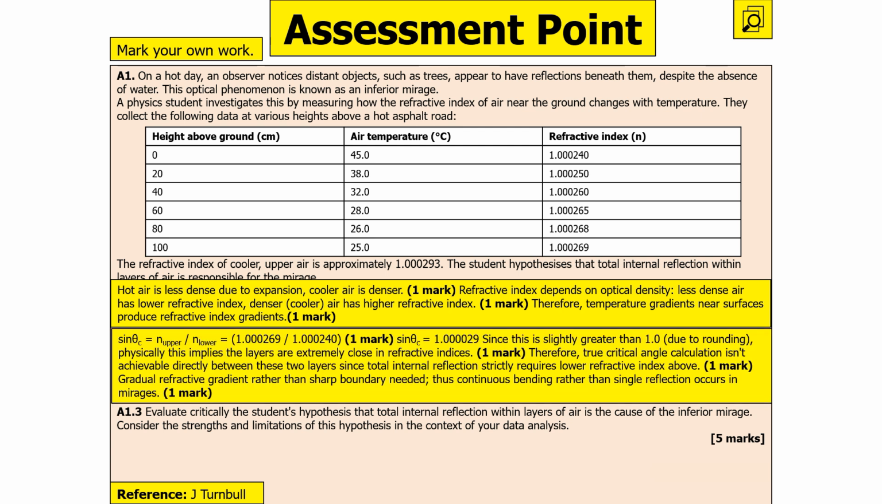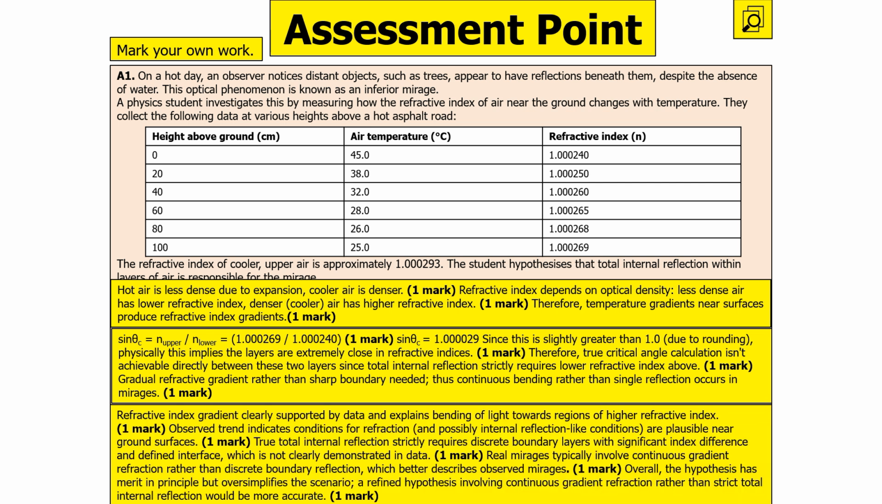Now, we know that sine critical angle is n upper divided by n lower, so you work it through, and the critical angle will therefore be equal to 1.00029 before we take the sine of that. This is slightly greater than 1, so it physically implies that the layers are extremely close in the refractive indices, so the true critical angle calculation isn't achievable directly between these two layers, since the total internal reflection strictly requires a lower refractive index. So the gradual refractive index gradient rather than a sharp boundary is needed, so thus the continuous bending rather than one single reflection occurs in these mirages.